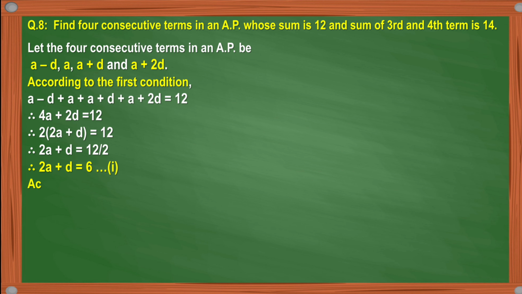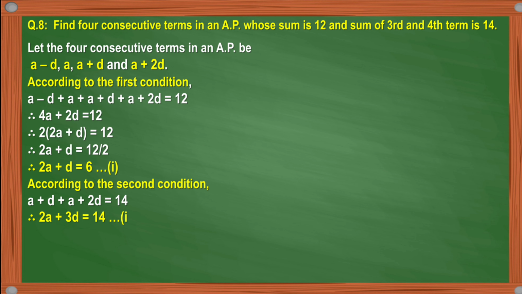Now coming to the next condition to get the next linear equation. The sum of the third and fourth term. Your third and fourth terms are a plus d and a plus 2d, and the sum is 14. So here a plus a is 2a and d plus 2d is 3d. So 2a plus 3d equals 14. As here it is 3d, there is no common multiple.